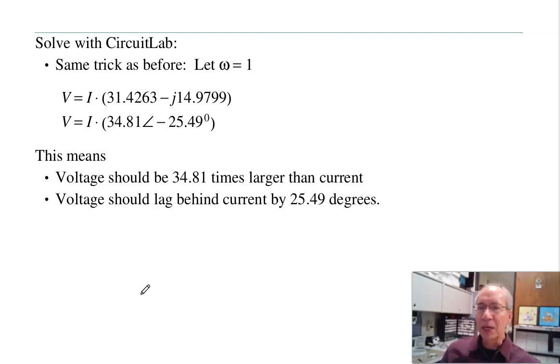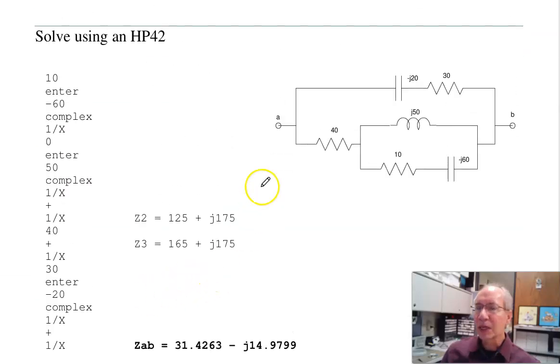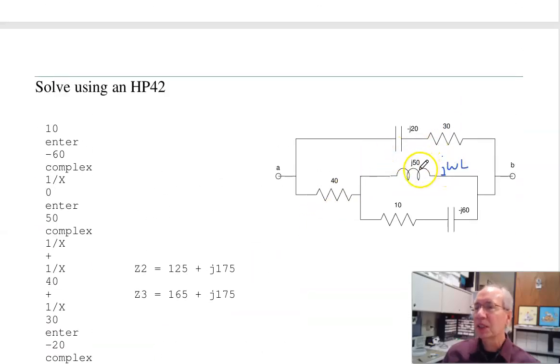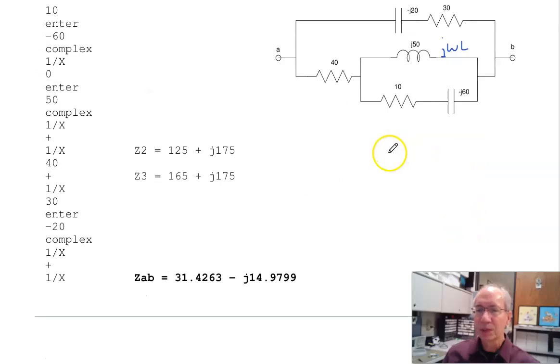I could do that in CircuitLab. In CircuitLab, let's apply a test voltage, make that a sine wave. Measure the current. Ratio of voltage over current gives you impedance. Now for these guys, again in CircuitLab, I don't have j50, so this is actually j omega L. Let's let omega be 1, just because 1's a nice number. Then this is 50 henries, 1/60th of a farad, 1/20th of a farad.